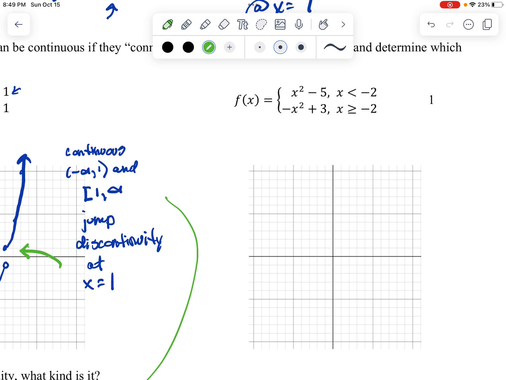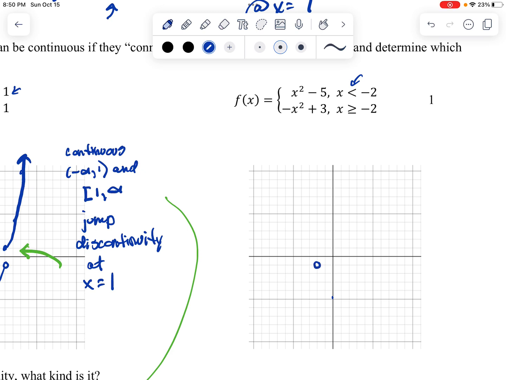Let's look at the function x squared minus 5 and negative x squared plus 3. And the point where we're changing over is at negative 2. So x squared minus 5, that's a parabola. 1, 2, 3, 4, 5. Down here at negative 5. But we're only graphing that when x is less than negative 2. So let's put negative 2 in our equation. Negative 2 squared is 4, minus 5 is negative 1. And it's simply less than, so I need to erase that now, and I need to put an open circle.